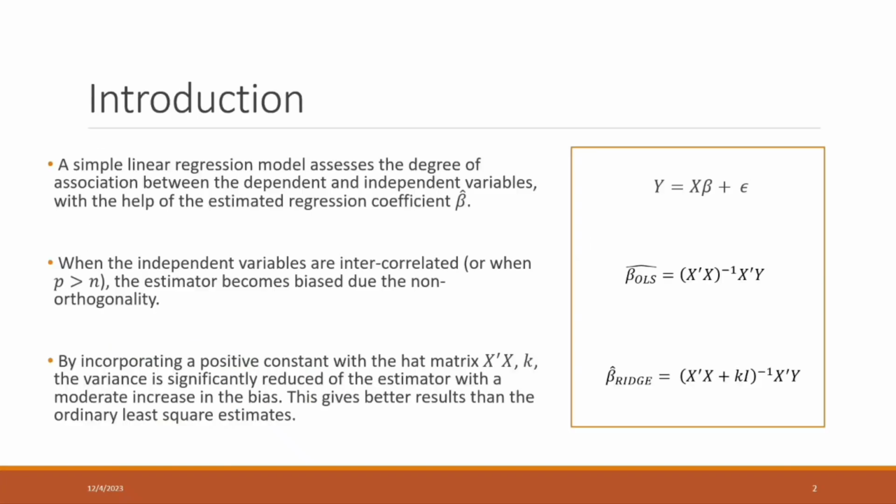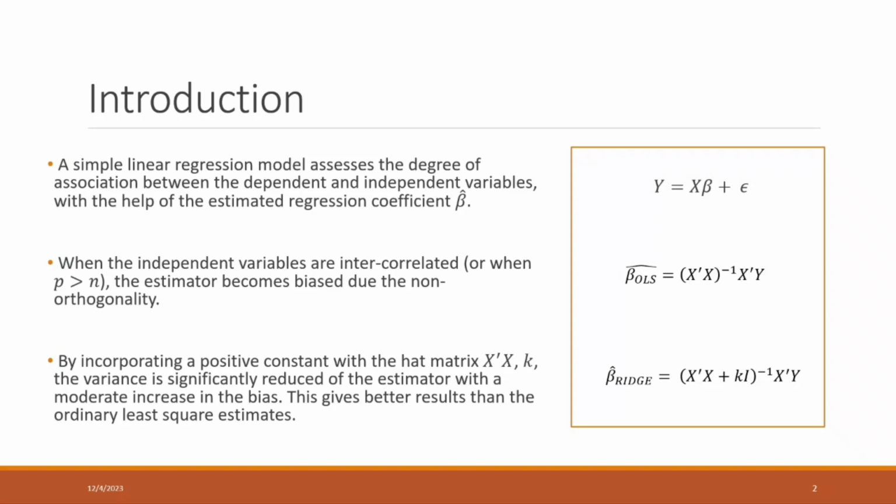a fuzzy scenario. So for the basic introduction, whenever you're trying to fit a regression model or whenever you're trying to look at a linear association between a set of independent variables and a dependent variable, we fit our classical regression model, that is y is equal to x beta plus epsilon. And with the method of ordinary least square estimation, we find the estimate of beta as x transpose x whole inverse x transpose y, which is an unbiased estimator of beta.